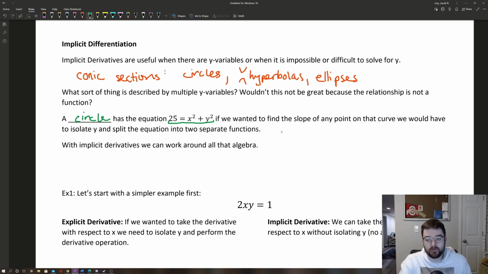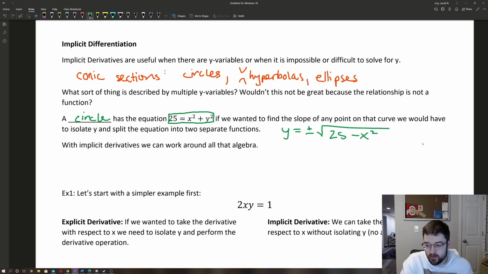So if we want to find the slope of any point on that curve, traditionally, if we look at 25 equals x squared plus y squared, we would have to isolate y. So we'd have to do something nasty and find some nasty algebra, that is the square root of 25 minus x squared, and find the derivative of this item, which would require a couple chain rules, but we'd have to do it twice because this is a plus or minus type of equation, which has two halves of the circle. So that minus half is the bottom and the plus half is the top.